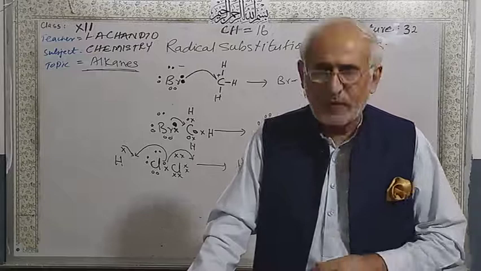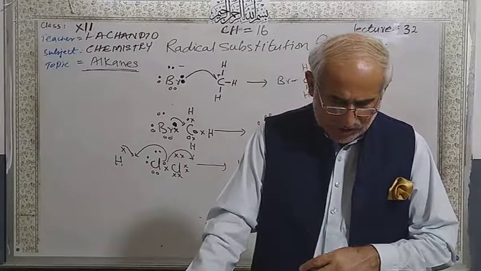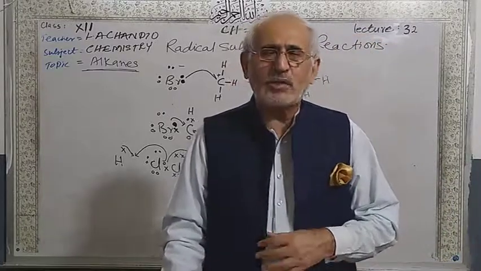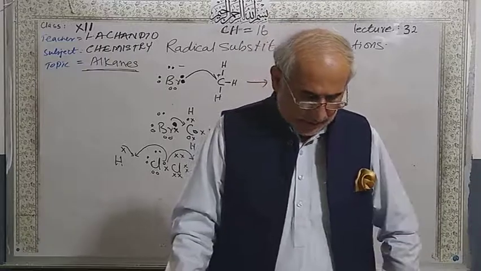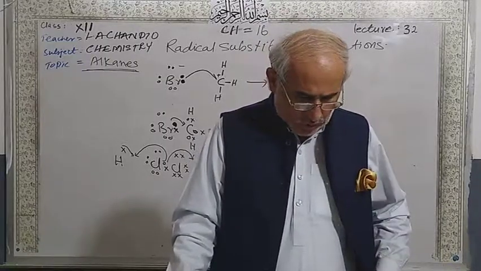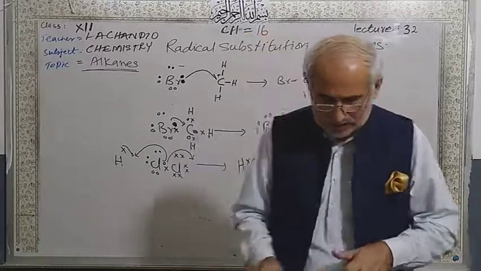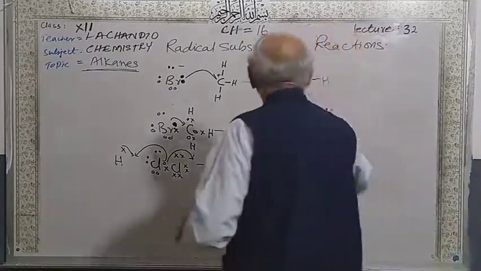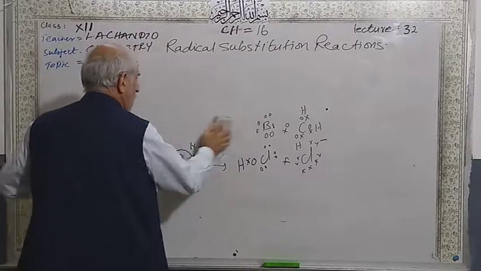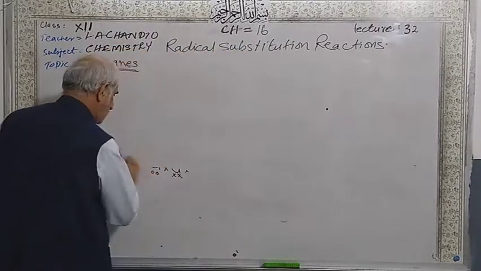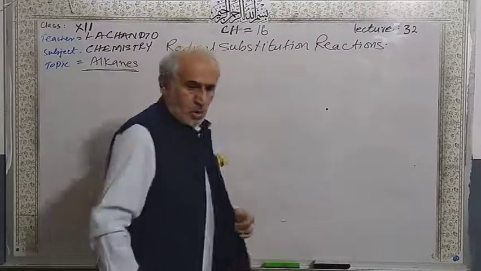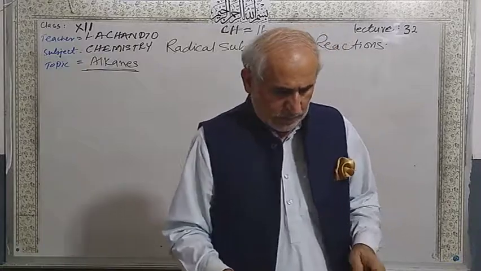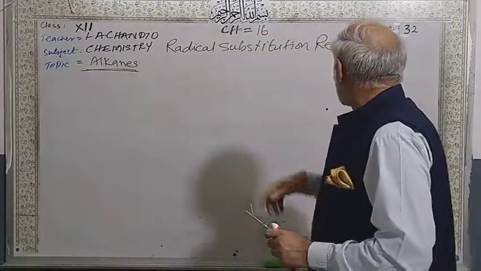Curly arrows show the movement of electron pairs, and electron pairs start here and finish there. The half curly arrow shows the movement of a single unpaired electron, and the complete arrow shows the movement of the paired electrons. So this is the mechanism. Now students, the actual chemical reaction is given here: the reaction mechanism of radical substitution reactions.